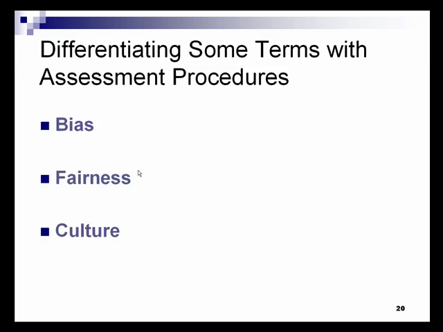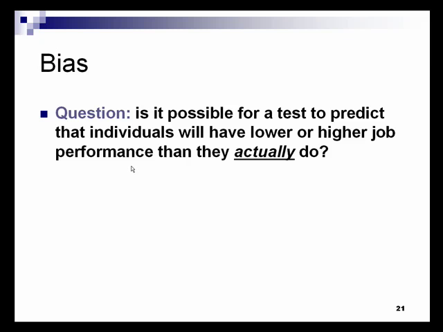Well, to understand how we evaluate the quality of a test, we have to understand a few different terms. These are bias, fairness, and culture. Let's start by taking a look at bias. Bias asks the following question.